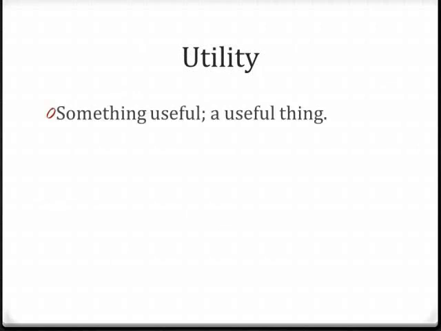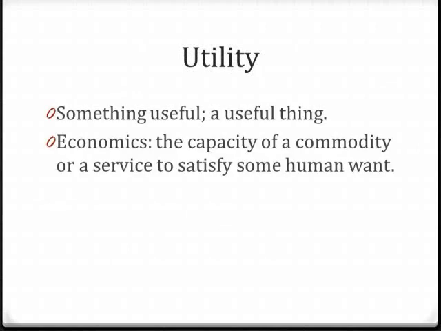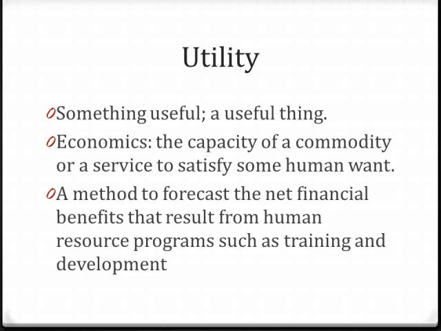Utility in the dictionary is defined as something useful or a useful thing. In economics, it's the capacity of a commodity or a service to satisfy some human want. For purposes of our ROI calculation, we're going to refer to a human resources perspective. The definition I'm using is from Carlos Callejo's slides, which is a method to forecast the net financial benefits that result from human resources programs, such as training and development.